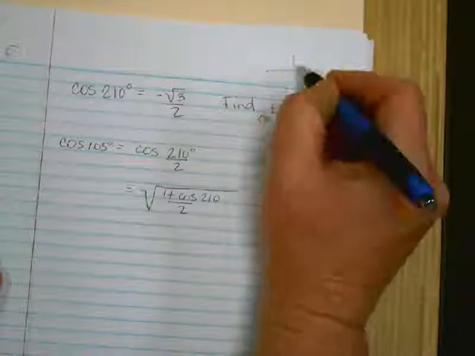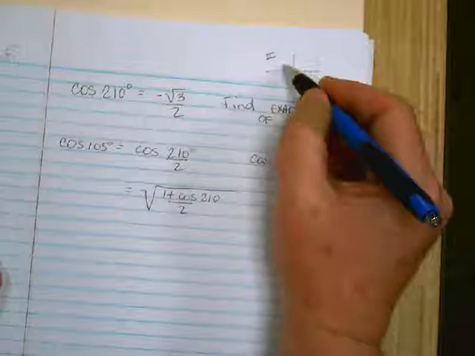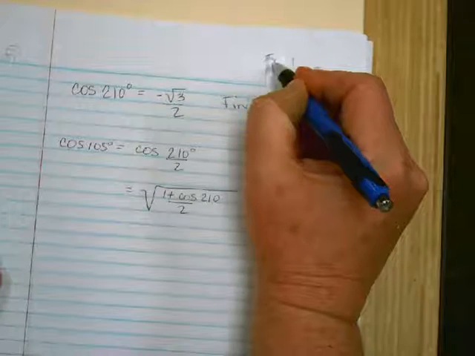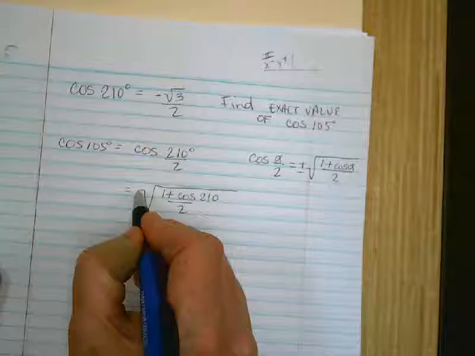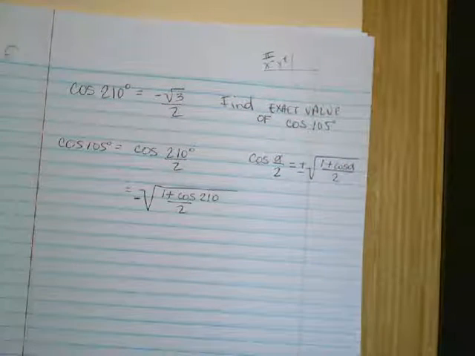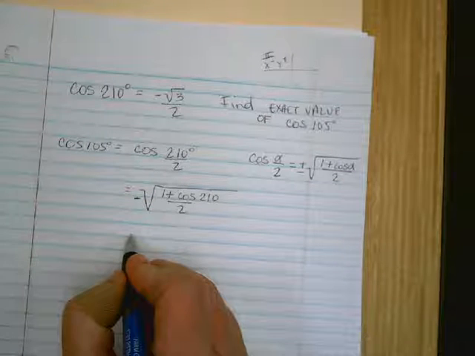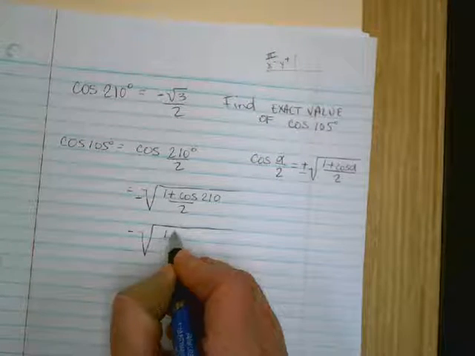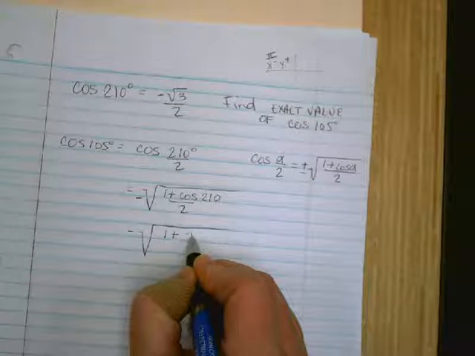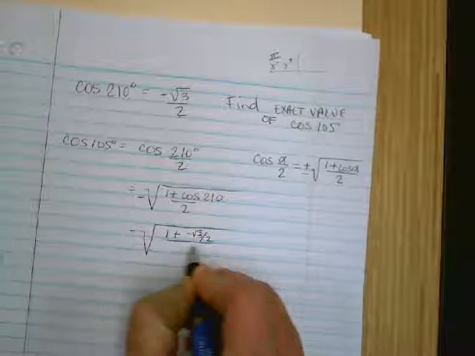105 is in quadrant 2, and over here x is negative, y is positive. Cosine is x over r, so we're going to take the negative of that. So I'm going to continue on. It's negative square root of 1 plus negative square root of 3 over 2 over 2.